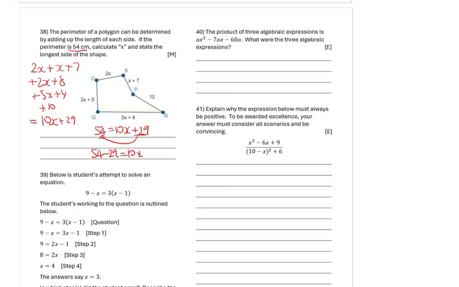So 54 minus 29 is 25. So 25 is equal to 10x. I now move the 10 over the other side. That becomes divide by 10. So we're going to have 25 divided by 10 is equal to x. X is equal to 2.5. And in this case, centimeters. Don't forget the units for that one there.